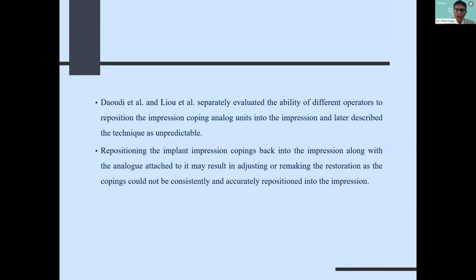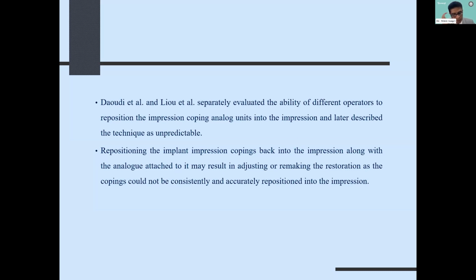These are similar inferences. Dawoodi et al. and Lu et al. separately evaluated the ability of different operators to reposition the impression coping analog units into the impression and later described the technique as unpredictable. Repositioning the implant impression coping back into the impression along with the analog attached may result in adjusting or remaking the restoration, as copings could not be consistently and accurately repositioned on the impression.